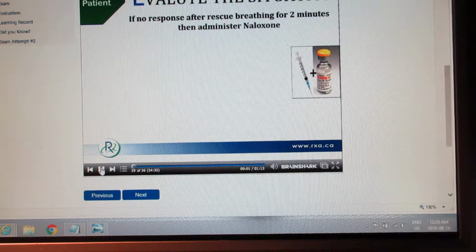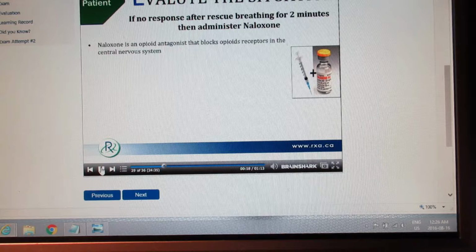E is for evaluate the situation. If no response after rescue breathing for 2 minutes, then administer naloxone. Naloxone is also known as Narcan, and it is a prescription medication and should be dispensed in conjunction with overdose prevention training. It is an opioid antagonist that prevents or reverses the effects of opioids by blocking the opioid receptor sites in the central nervous system.